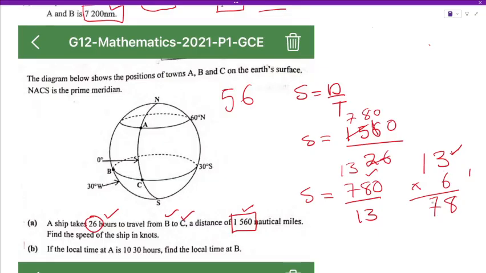Okay, let's say, what is 78 plus 26? Okay, plus 26, we're going to have... let me show you another example.